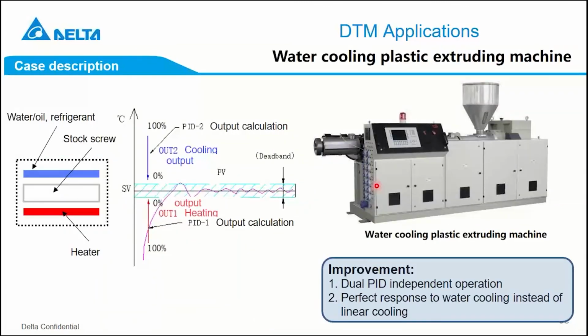And next one is the water cooling plastic extruding machine. This one is a little special because this one uses two outputs. One is a heater, one is a cooling, because the customer wants to control the temperature very, very precisely. To see the SV, this area, the temperature must be controlled inside this area. So that's why we have two outputs, which is actually two PIDs inside. So we call this one dual PID independent operation.